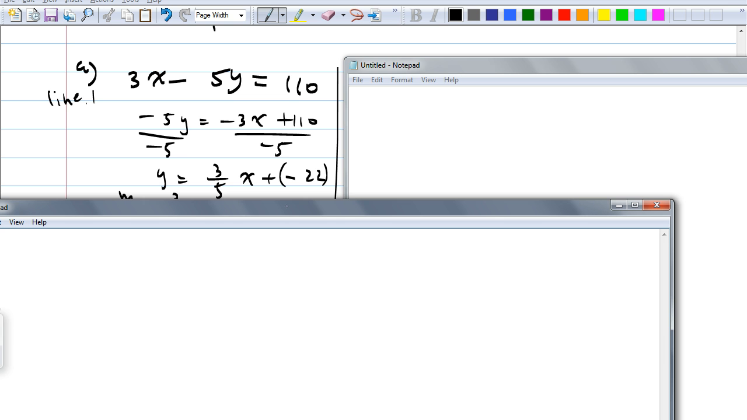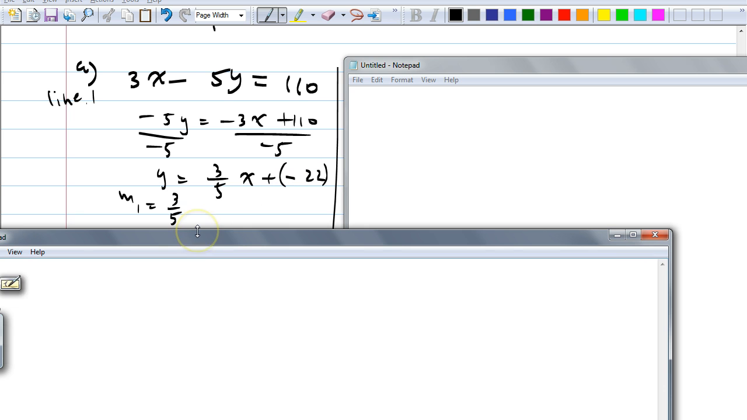Okay, good. If you didn't, something went wrong. Okay, most of you did. Guys, then we know that the slope of the first line, I mean m sub 1, the slope of the first line is 3/5. So here's the question. What must be the slope of the other line so that it's going to be perpendicular to this line?